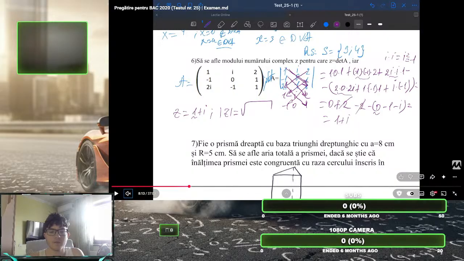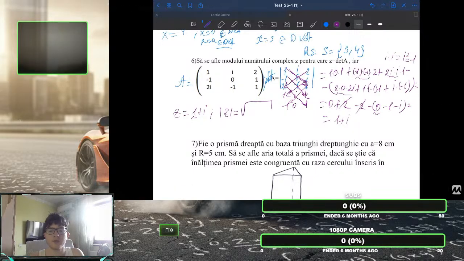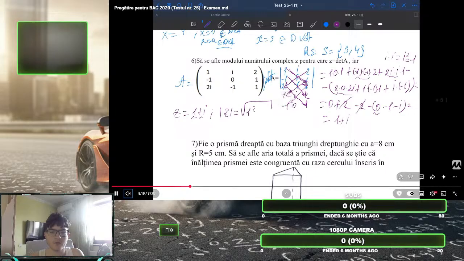But you have to find the modulus. So the formula for the modulus is the first number plus the second number, all the numbers to the second power, under the square root. So it's going to be 1 to the second power, which is 1, plus 1 to the second power, which is 1. So basically square root of 2, which is that.